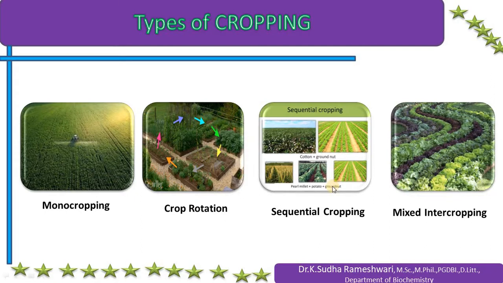So next is sequential cropping. Sequential cropping involves growing two or more crops within the same field, one after the other within the same year. In a few places, the rainy season is long enough to develop two crops, either two main crops or one main crop followed by a cover crop. So here we use one main crop, and sometimes in between they plant cover crops.